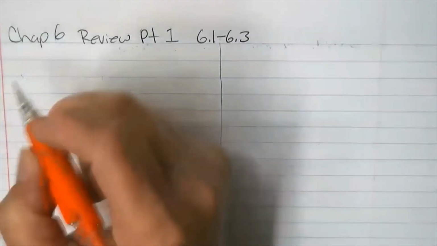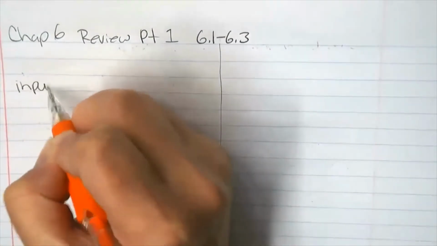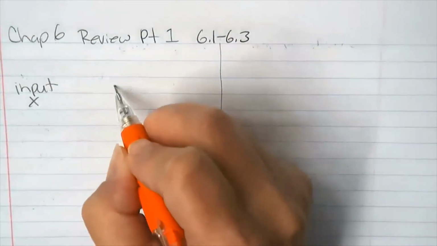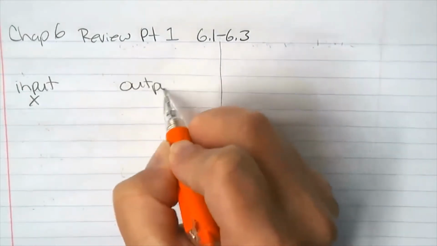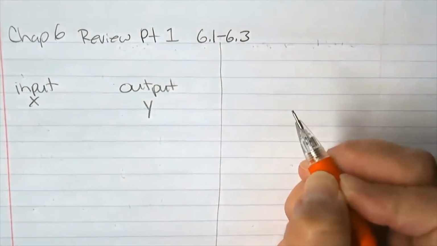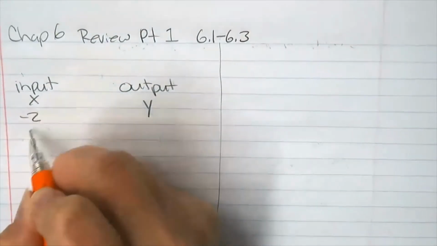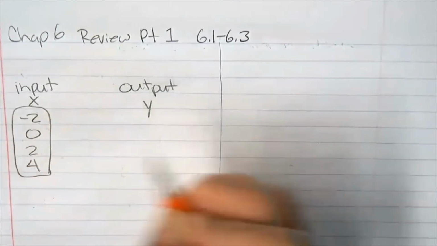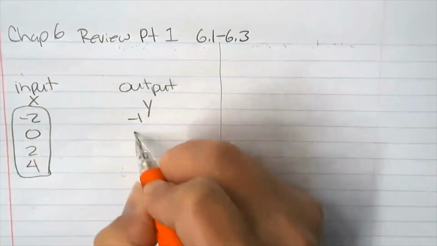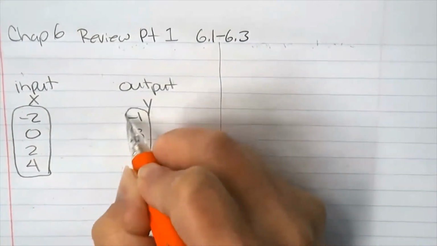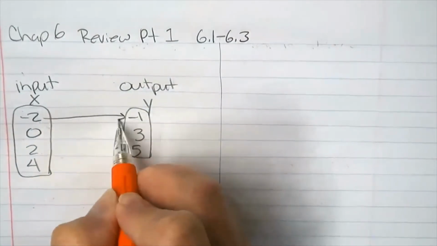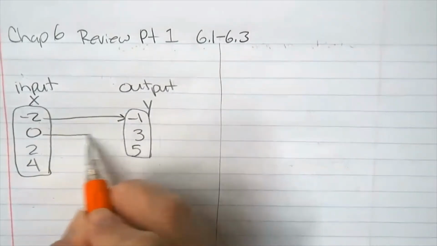Functions and not functions. So we have an input, which is also known as x, and we have an output, which is known as y. -2, 0, 2, 4, put a box around it. -1, 3, 5. And we're going to use arrows to show our relations.